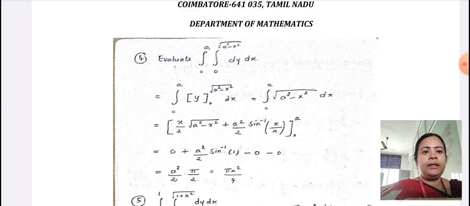When you apply the upper limit, the first term will be a by 2 into root of a square minus a square, that will be 0. For the lower limit also, the first term becomes 0 because x is outside; when you put 0 for x, the first term will be 0. So for both upper and lower limit, the first term will be 0.